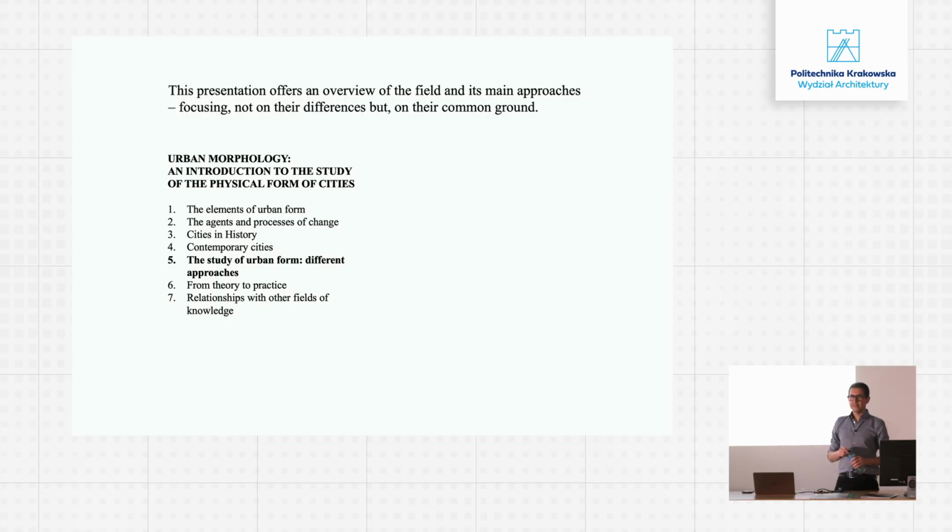So what you see here is the main contents of the book. It is in 7 parts. And today I will focus only on the 5th chapter, which is the one that presents the dominant approaches in the field. And these approaches tend to be quite different one from each other, as it is common in all fields of knowledge. And while in the book I go step by step describing the fundamental aspects of each approach, today I will do something that is a bit different, which is I will not focus on the differences, but on the common ground between these different ways of thinking about cities.